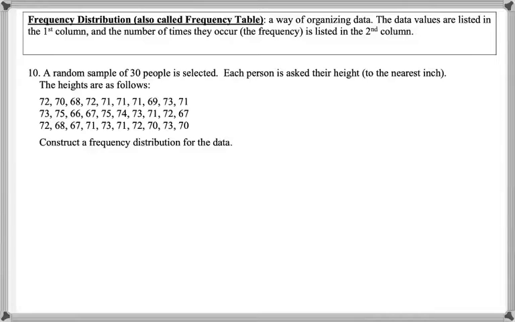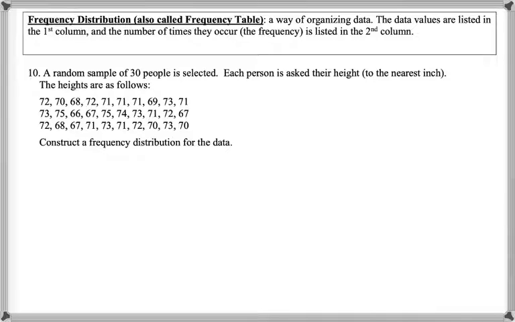Next, we are talking about frequency distributions, or sometimes they are called frequency tables. And this is a way of organizing data. The data values are listed in the first column, and the number of times they occur, or the frequency, is listed in the second column.